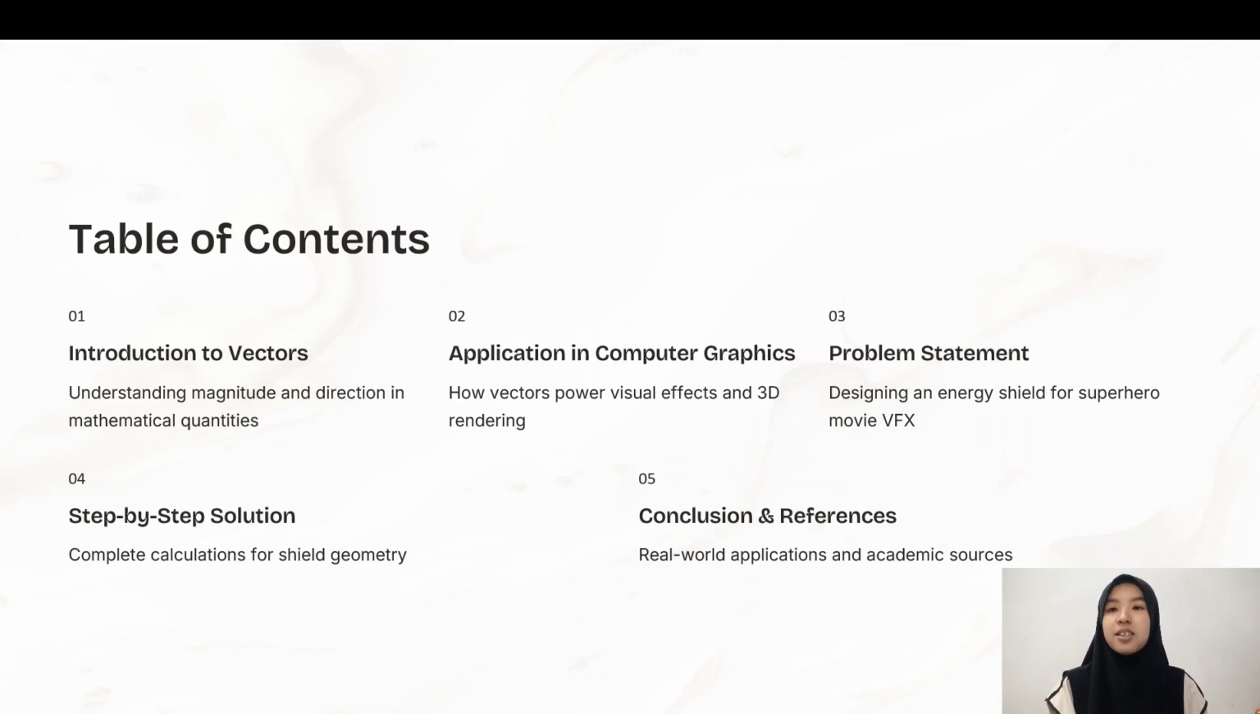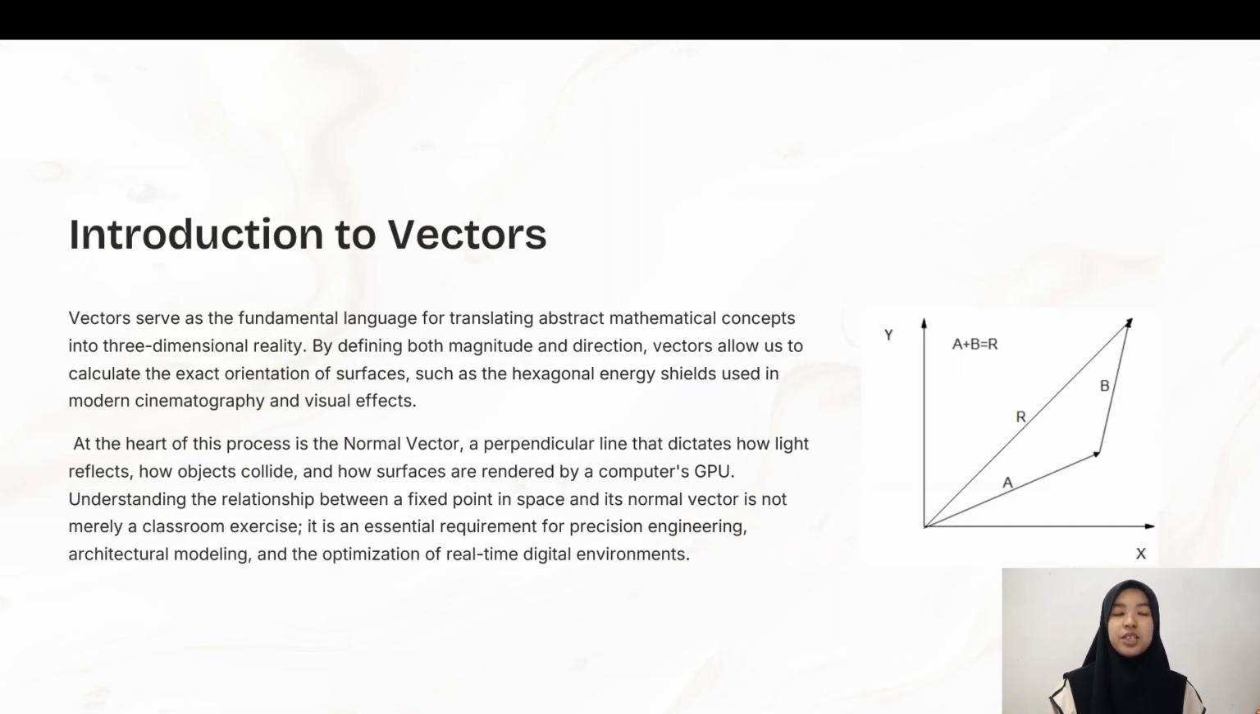And the third one is the main part, which is the problem statement. The problem statement is about designing an energy shield for superhero movie VFX. It contains a question for 20 marks, followed by the step-by-step solution. It is a complete calculation for shield geometry. And lastly, we'll see the conclusion and references about the real-world applications and some of the academic sources that are related with this presentation.